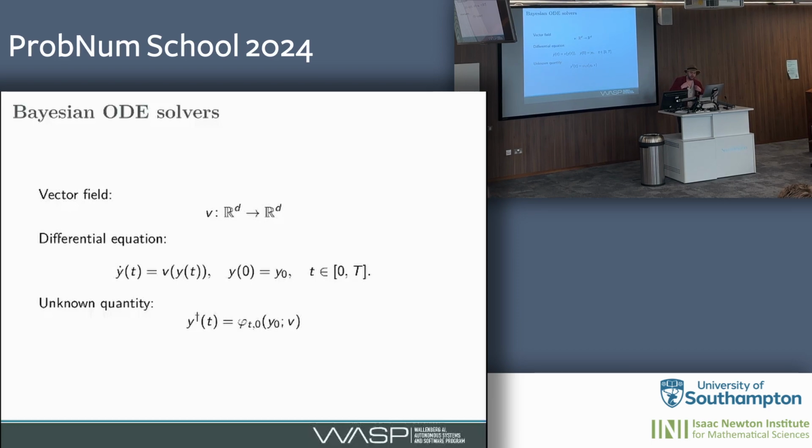So back to Bayesian ODE solvers. Hopefully we have some idea of why Markov processes are amazing, and we can do quick inference in them, because since everything is recursive in inference, it's going to be linear in time. So again, we have this vector field V. We have the same differential equation as before. And now I'm apparently calling the actual solution of the differential equation y dagger.